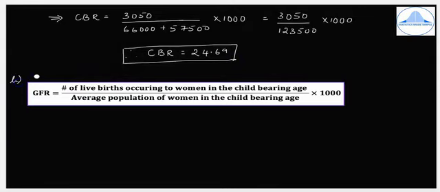For the second subdivision, let us consider the general fertility rate. When you calculate the general fertility rate, you have to consider only women in the childbearing age.